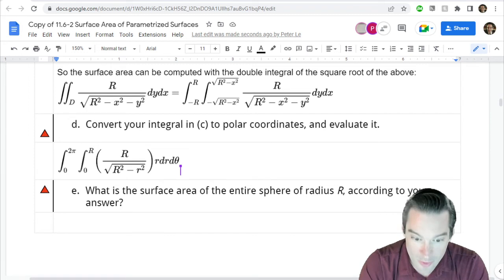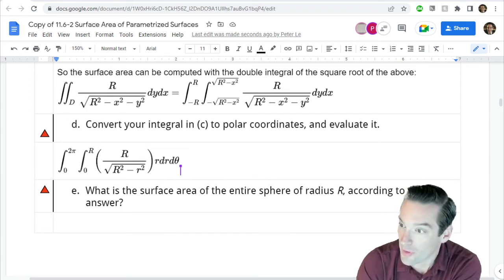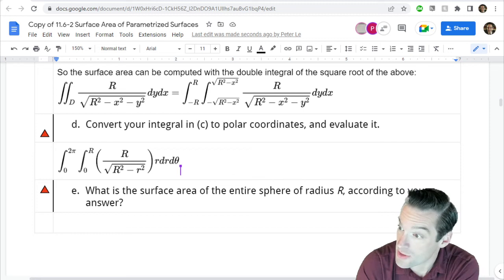So converting this into polar coordinates required us to both use the polar coordinate transformations to change the integrand.